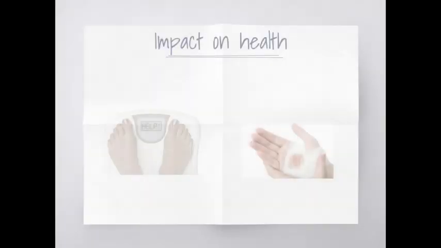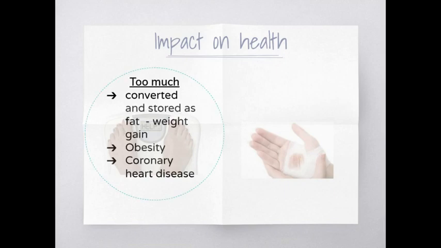So what's the impact on health of having enough or not having enough protein in the diet? After protein's been used for its main function of growth, repair and maintenance of body cells and tissues, it's then used as a source of energy. If that energy isn't used up, if it's not used through exercise, then it'll be converted to fat, which can result in weight gain, and that can then result in obesity and complications such as coronary heart disease.